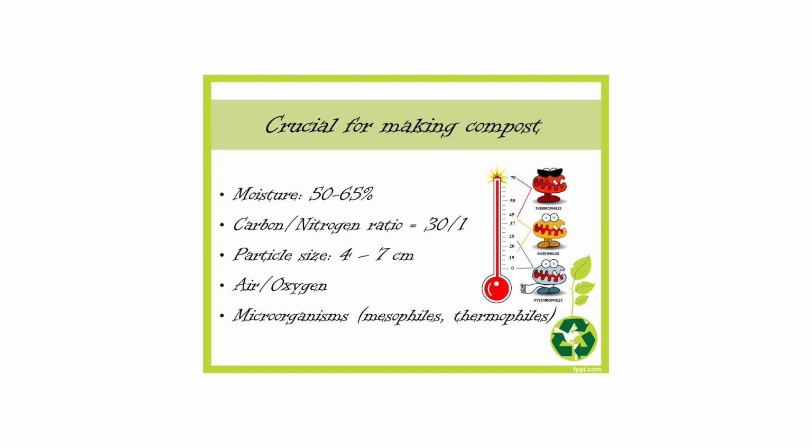Okay, so what is crucial for making compost? First thing is moisture, the percentage of water needed inside the compost. It's 50 to 65%. Then we have the carbon-nitrogen ratio. It needs to be 30 to 1. Why? Because the higher the carbon-nitrogen ratio is, the longer the composting process will last. And if it's lower, then we can have much more ammonia produced in the compost itself.